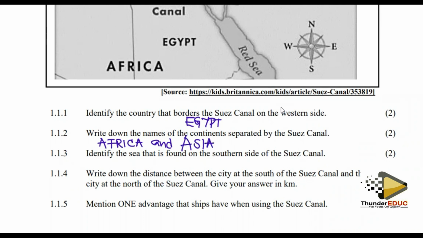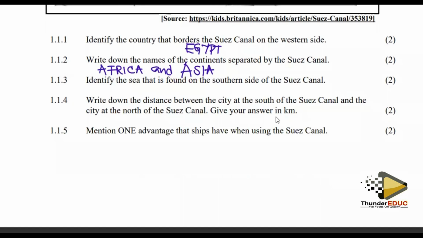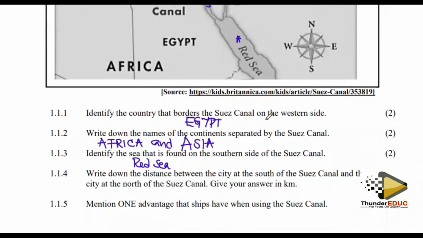Identify the sea that is found on the southern side of the Suez Canal. So here we are. This is the north, the south, and the sea that we see, it's this one here. It's supposed to be the Red Sea.